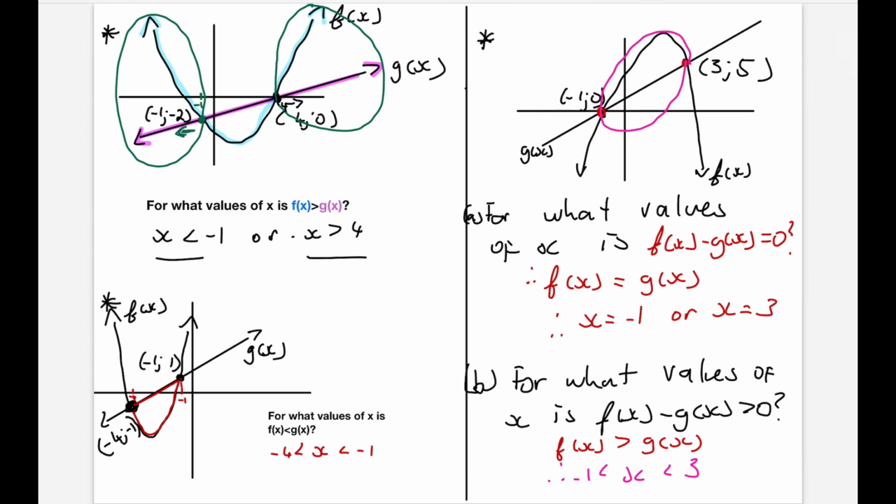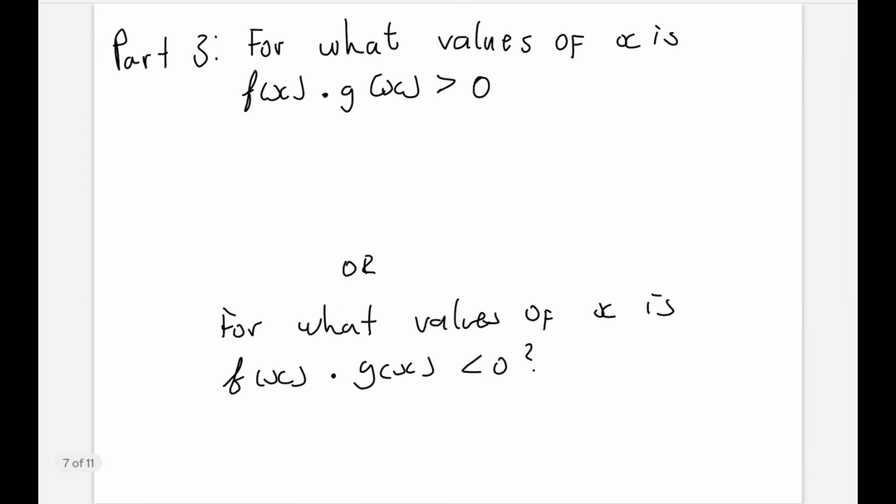Now, up next, grade 11s and 12s, let's talk about this question. For what values of x is f of x times g of x greater than 0? What the heck does this even mean, you may have wondered? Well, matriculants, remember that it is only when you multiply a positive number with another positive number that you would get a positive result, a greater than 0 result. Or when you multiply a negative number with another negative number, that's when you would get a positive result, a result that is greater than 0.